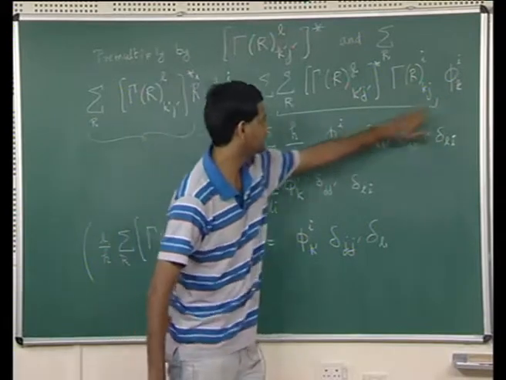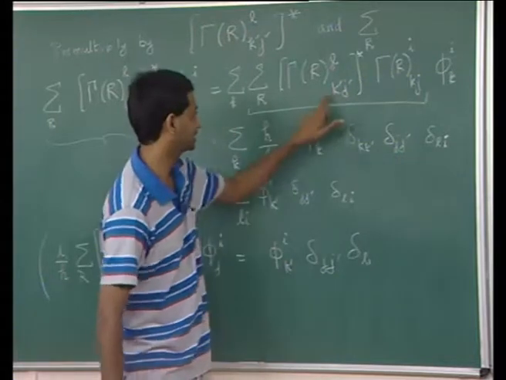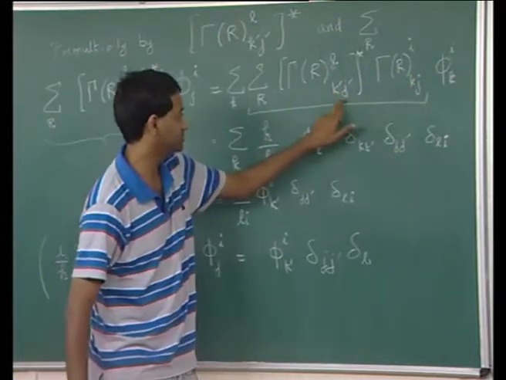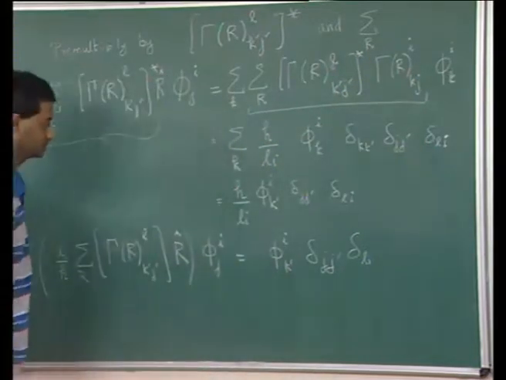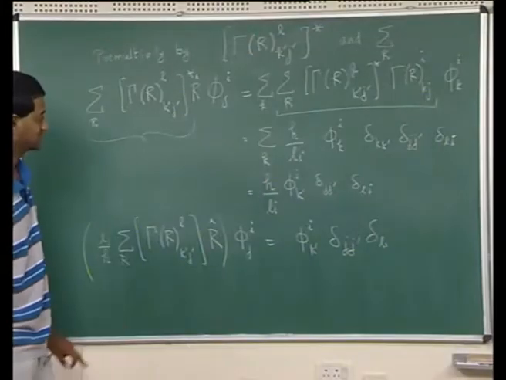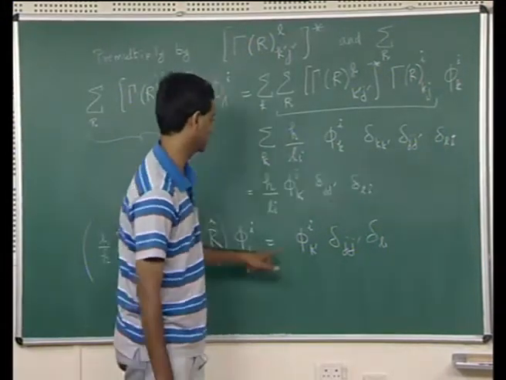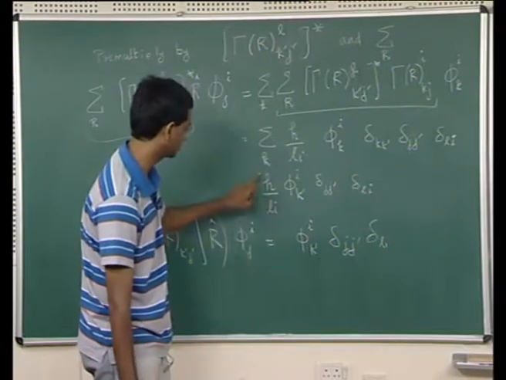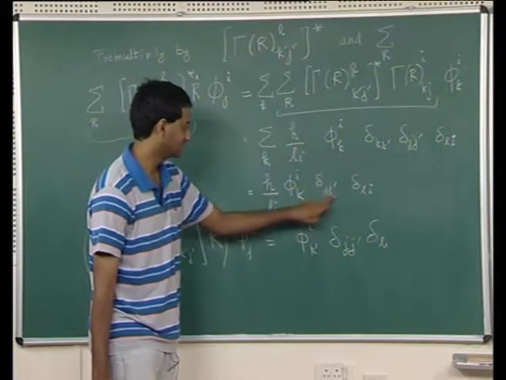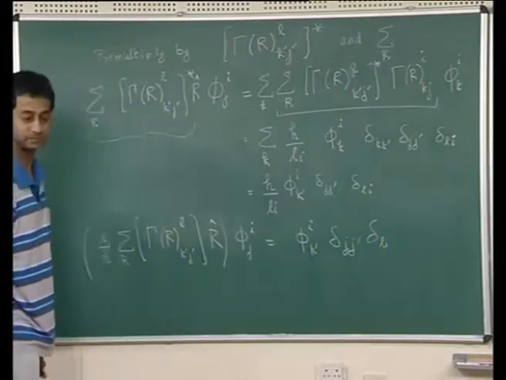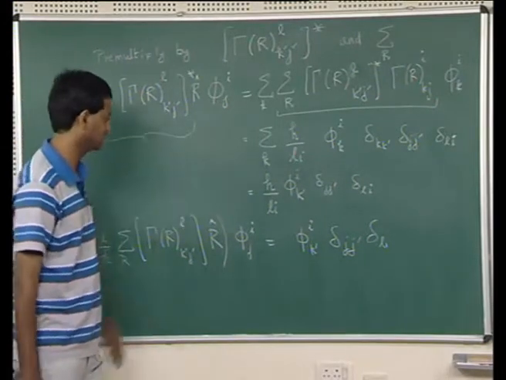This phi ki as it is, and then you have these delta functions: k prime has to be equal to k, j prime has to be equal to j, L has to be equal to I. So this is the expression, and you have a sum over k of phi ki delta k prime. You can do this sum over k and you'll get h by li phi k prime of I delta j prime delta li. So this is actually not very complicated.